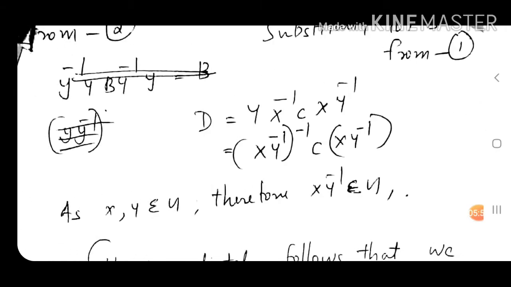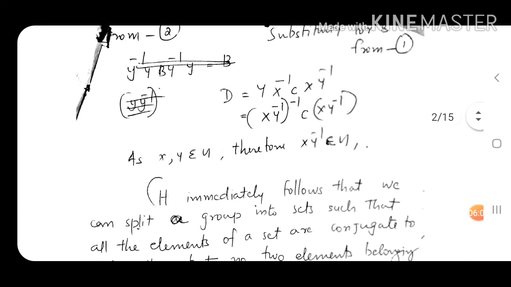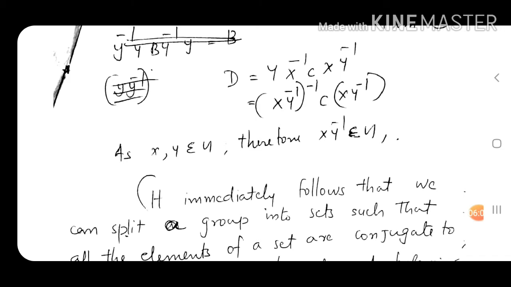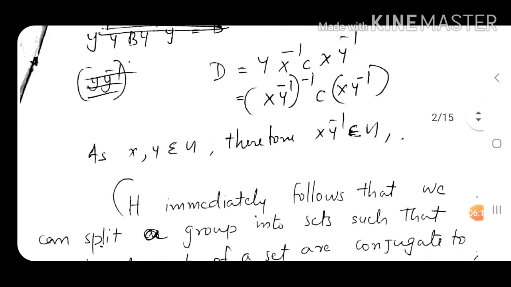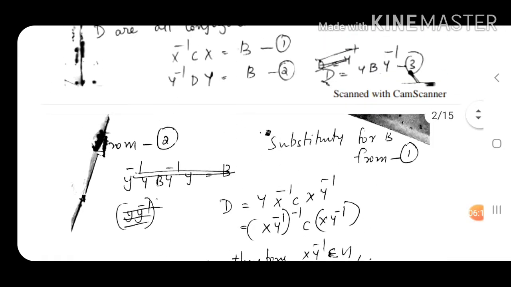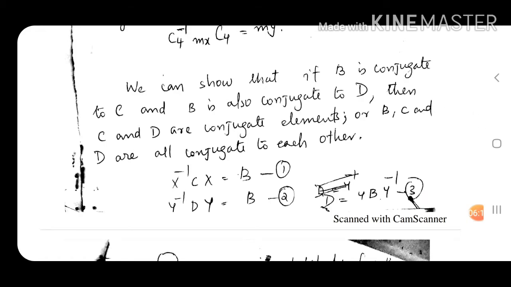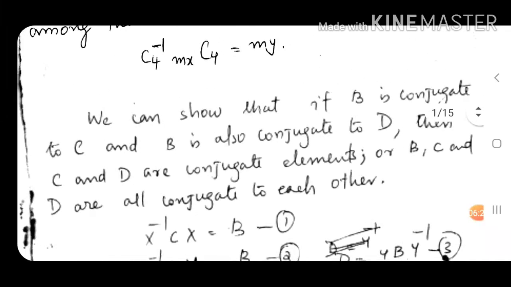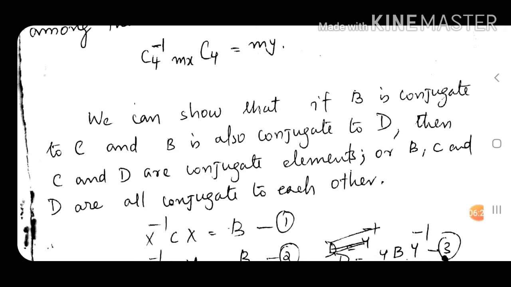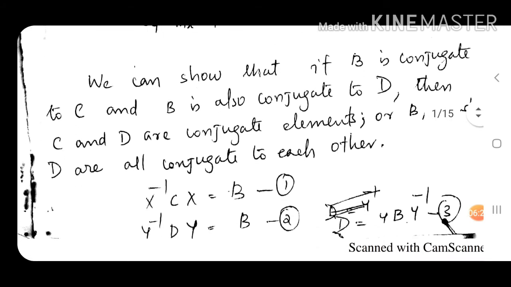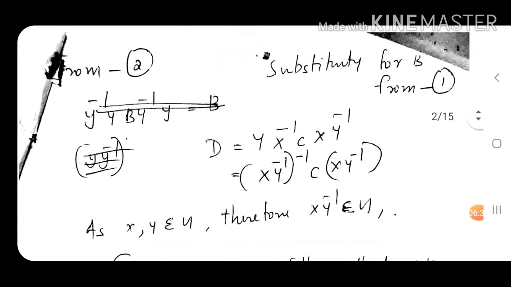So this shows clearly that D and C are conjugate to each other, because x y inverse is some element in the group, maybe Z. Say x y inverse is some Z. So you are getting D equal to Z inverse C Z. That means D and C are conjugate to each other. So x and y belong to G, therefore x y inverse also belongs to G, maybe some element Z. So the result that we are getting is, if B is conjugate to C and B is also conjugate to D, then C and D are conjugate elements, or B, C and D are all conjugate to each other.